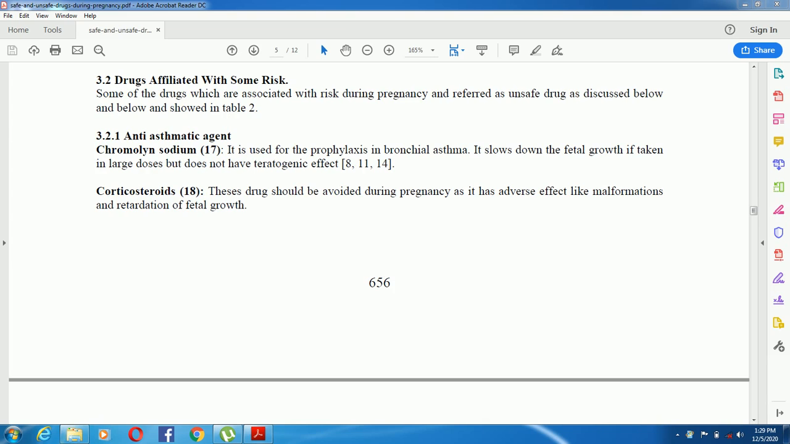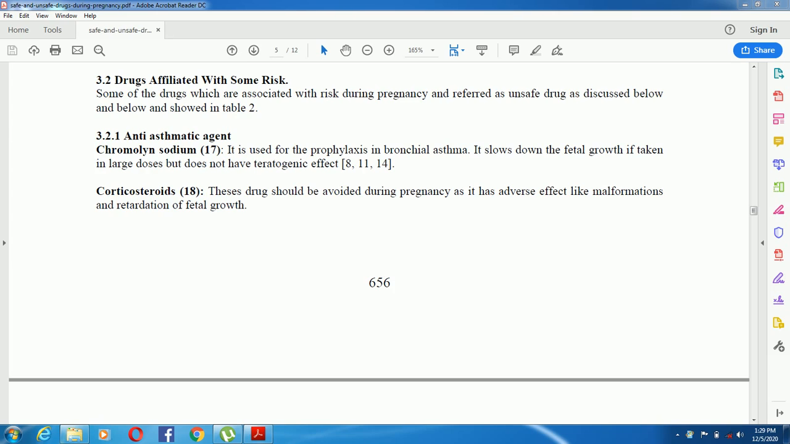This is the pregnancy related lecture, I think the third one. Today I will teach you about the drugs associated with some risks. There are some drugs which are associated with risk during pregnancy, and these unsafe drugs are discussed below, and you can see all these agents in the table too.